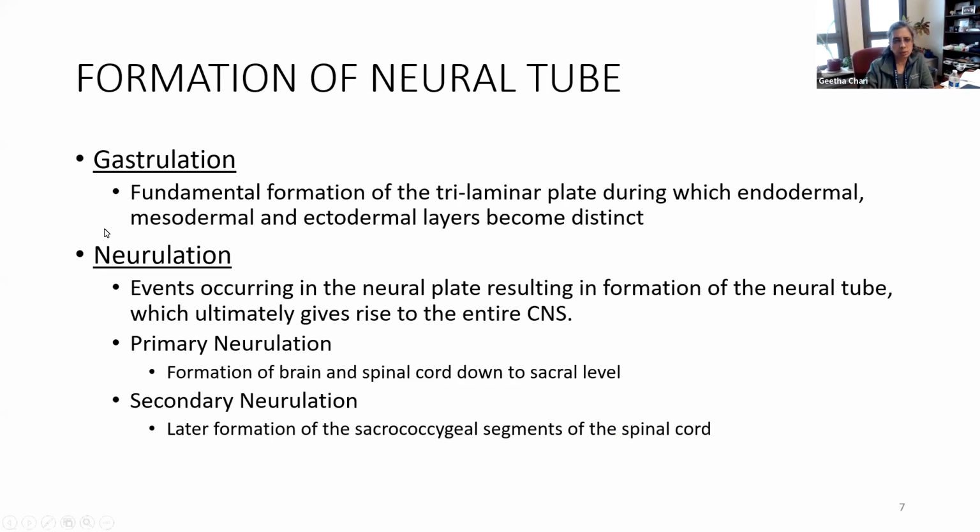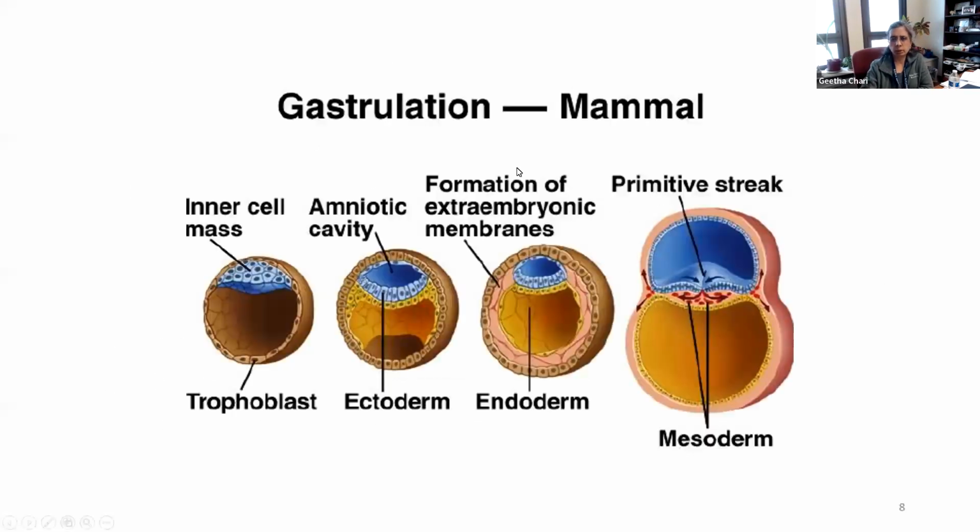The nervous system begins with the first step, called neurulation, which forms the neural plate, and that gives rise to the neural tube, which gives rise to the entire central nervous system. Primary neurulation is formation of the brain and the spinal cord down to the sacral level. Secondary neurulation is the sacrococcygeal segments of the spinal cord. Pictorially, in gastrulation you have the trophoblast, which divides into the amniotic cavity, where you can see the ectoderm, then the endoderm starts to develop, and then the mesoderm. At the same time, you start to develop the primitive streak, in the very first couple of days after conception.